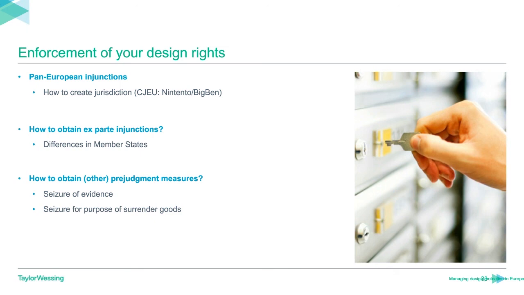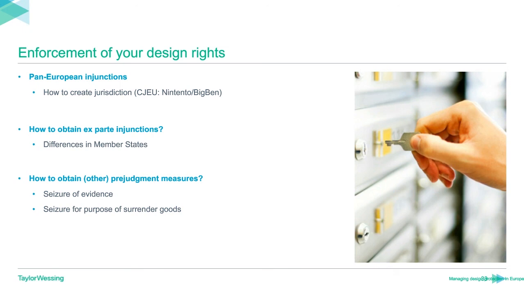Based on the community design right regulations, the courts are allowed to impose injunctions, orders to seize infringing products, and orders to seize materials used in the course of the infringement. How to obtain an ex parte or other pre-judgment measure is, however, dealt with on a national basis and differs in all EU member states.